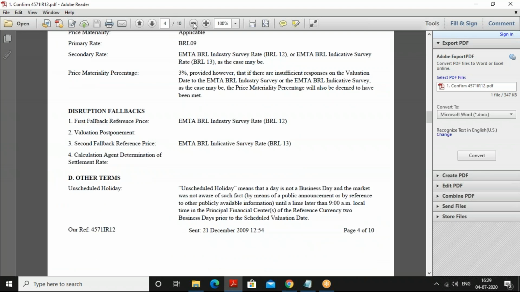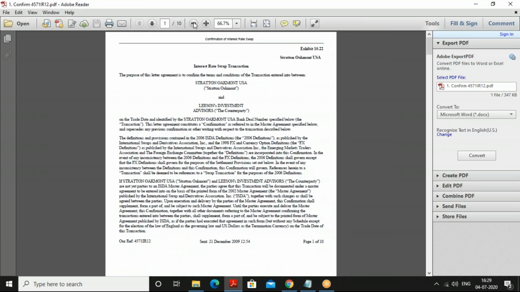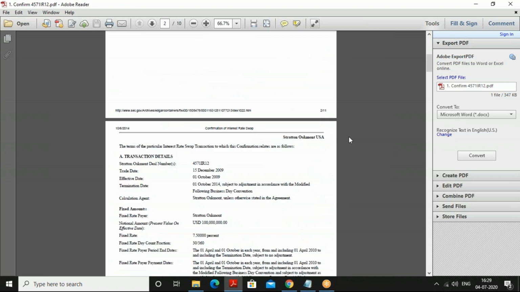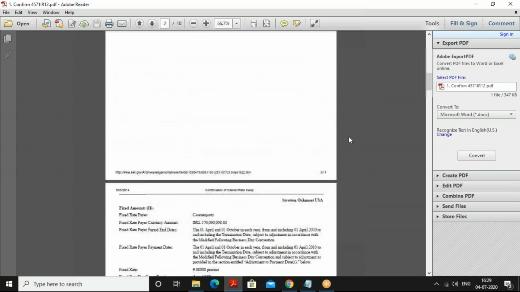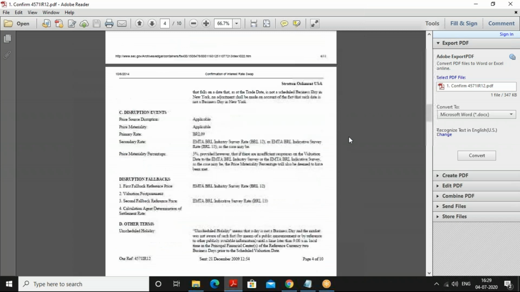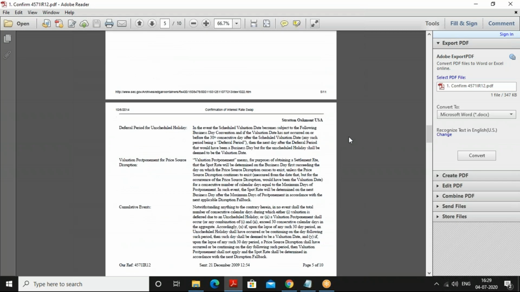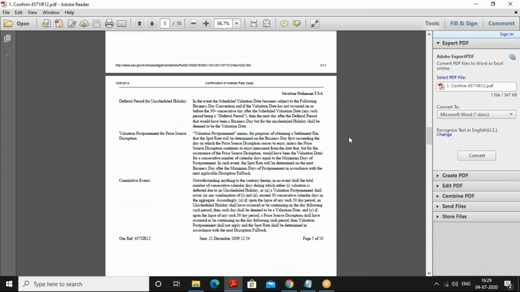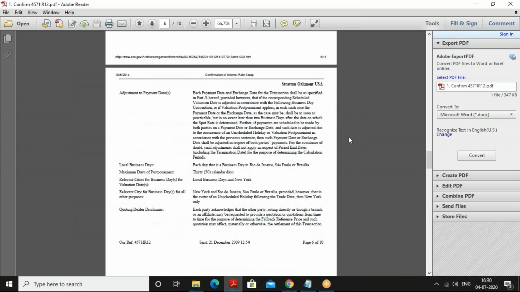I'm not going to go through the entire document, but let me just show you this. The first page is what we call the preamble. Second page is the transaction details. Then the settlement provisions. Disruption events, fallback plans, everything. And the rest of the terms and conditions. So we won't go through all of it.